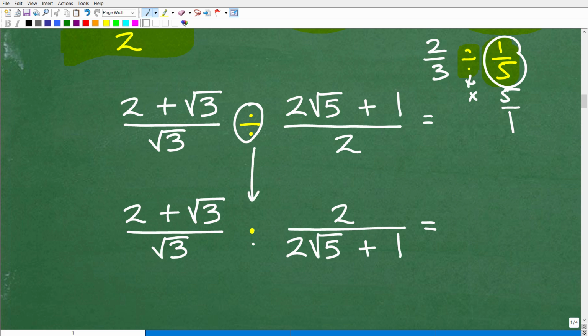So we're going to go from division to multiplication, and we're going to turn this guy upside down. That's called the reciprocal. So now we're at this stage of the problem. All right, so again, lots of steps, as I told you in the beginning. So we have 2 plus square root of 3 over square root of 3 being multiplied by 2 over 2 square root of 5 plus 1. All right, so that's where we're at.